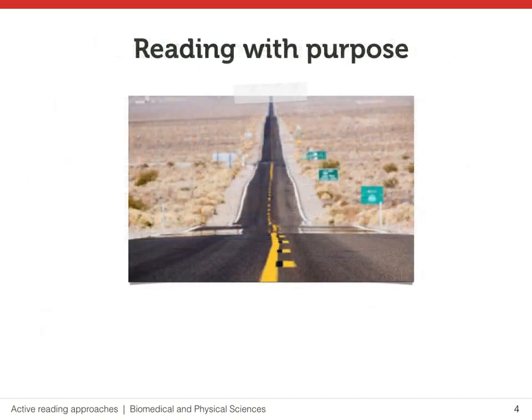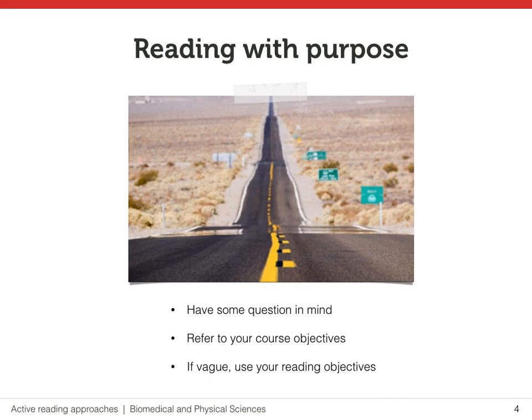When you read, you need to read with purpose. In other words, you need to have some question in mind. Unless you're looking for something in particular, very little will stick with you as you wander through the text. What you are looking for should be given by your course objectives. If you're fortunate enough to have objectives for each lecture or topic, then be guided by these by all means. If your course objectives are less specific, then you might use some of the reading objectives provided by the text.